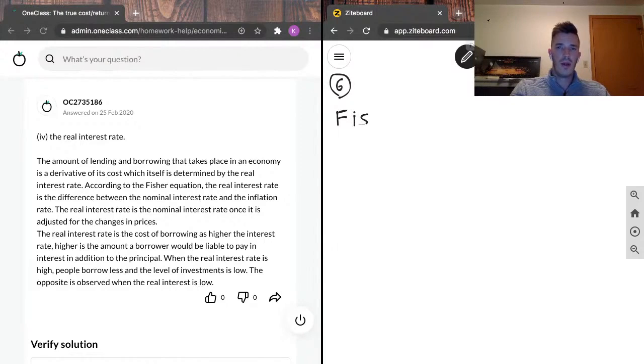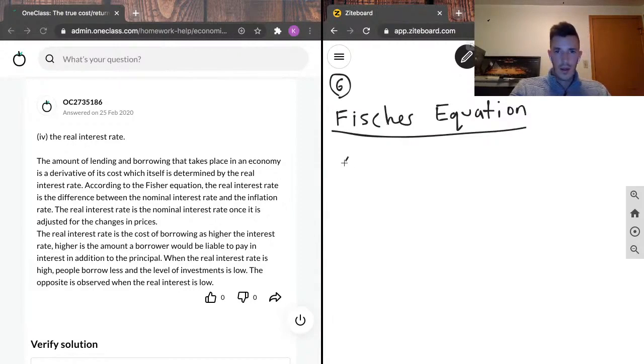Just to be a little more clear on what they had written, the Fisher equation does roughly come out to the real interest rate equaling the nominal interest rate minus inflation, which I'll show you here in a second. What the actual Fisher equation says, I have this written here, is that 1 plus i is going to be equal to 1 plus r, let me draw that there, 1 plus r multiplied by 1 plus pi subscript e.